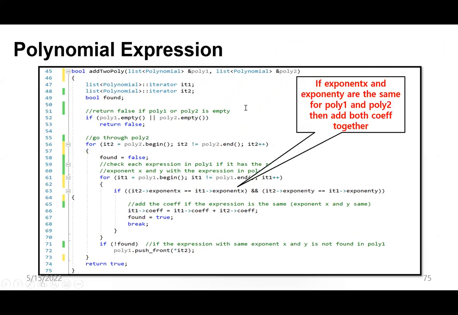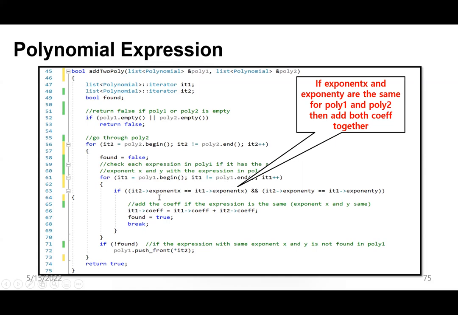add 2 polynomials? Okay, you can see here my for loop, I will start with poly 2. So I go through every expression or every node in poly 2. Then inside this, I have another for loop where I will go through poly 1, right? So for every expression in poly 2, I will compare to every expression in poly 1, whether the exponent x and y match or not. Okay, this if statement you can see.